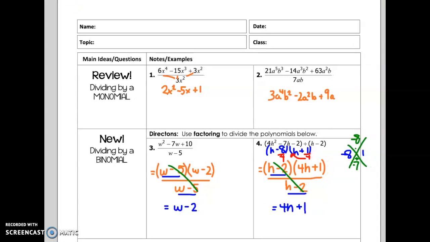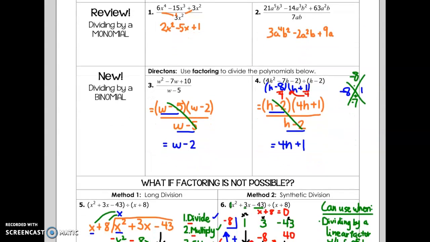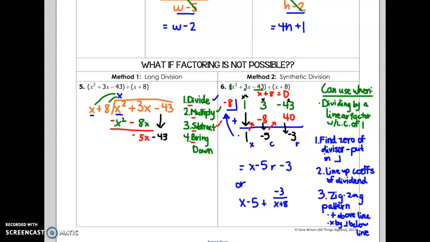Okay, so hopefully that kind of makes sense. All right, so then we say, okay, well, what if factoring is not possible? We have two options. The first one's long division. So we're going to take a look at the long division first.